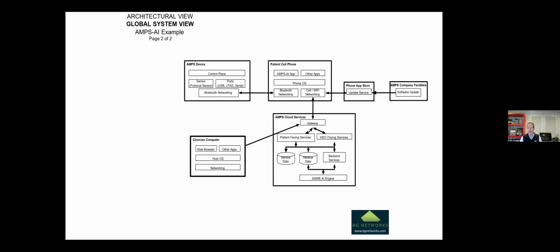And then the final thing that we show in this global system view is the update path from the company that is making the device, the app, the cloud services. They update through the phone store to the app, and then the app actually updates the AMPS device here. You want to show in this global system view all the security assets. That's what we try to do.